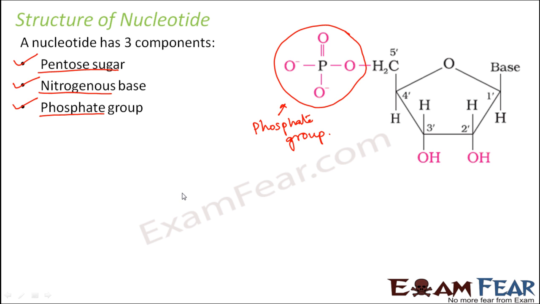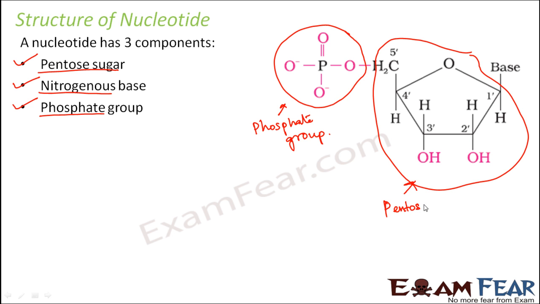Then you have a pentose sugar. Where is the pentose sugar? This entire structure which you see here is the pentose sugar. Why pentose sugar? Pent means 5. Here you can see this is a pentagon, 1, 2, 3, 4, 5. It forms the shape of a pentagon. That is why it is called a pentose sugar.